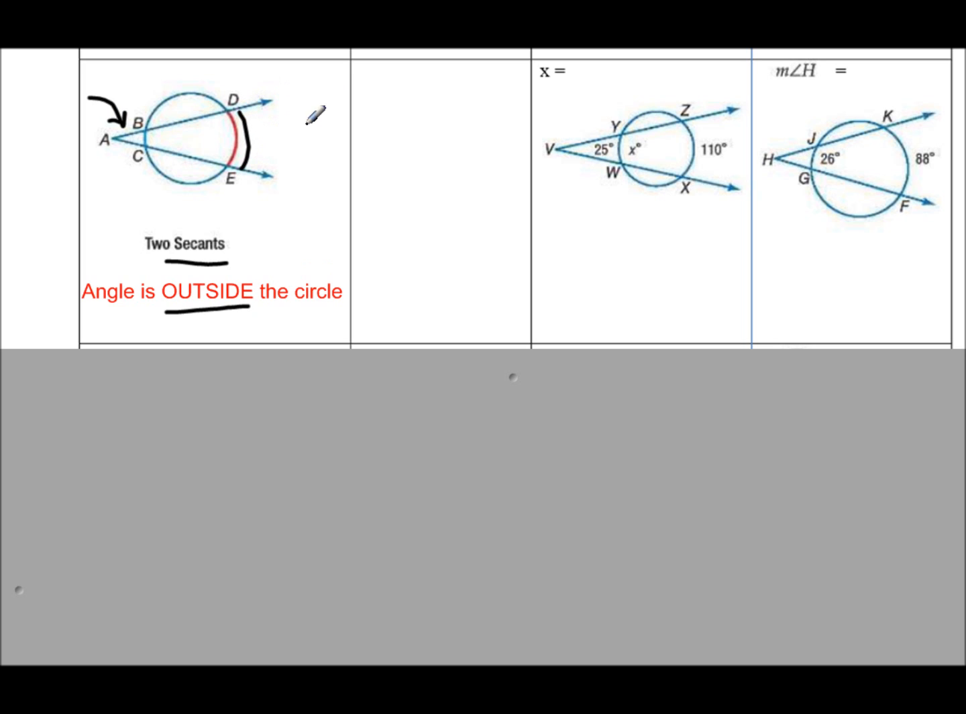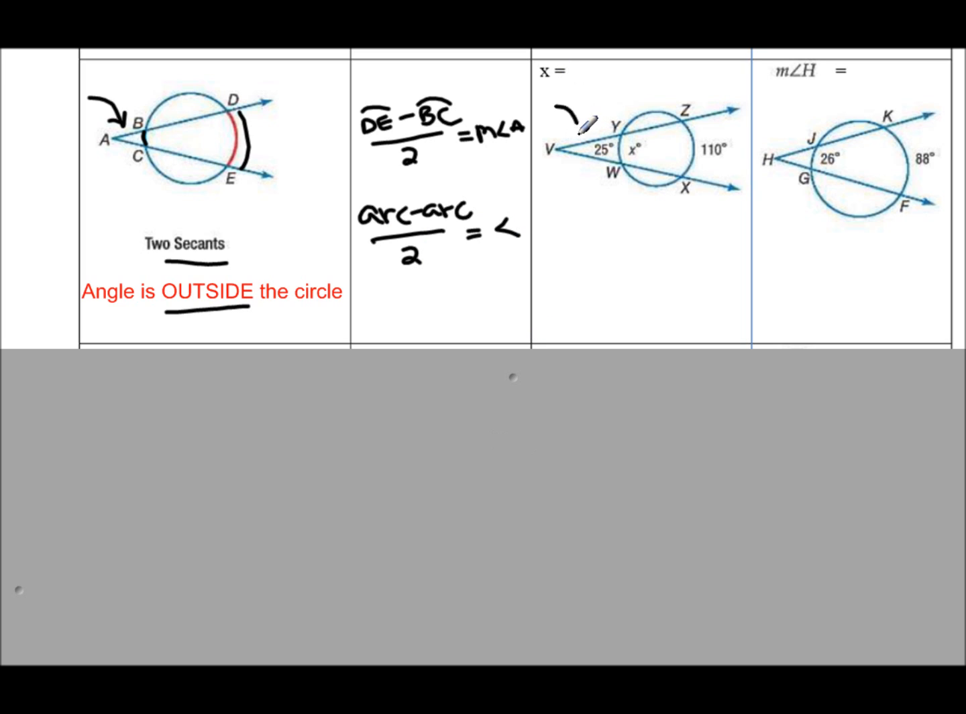So you'll take the two arcs that are intercepted, arc DE and the other arc, and you'll subtract them. Subtract the smaller arc from the larger arc. And you're going to divide by 2. That'll give you the measure of the angle that's outside the circle, so the measure of angle A. So arc minus arc divided by 2 equals your angle.